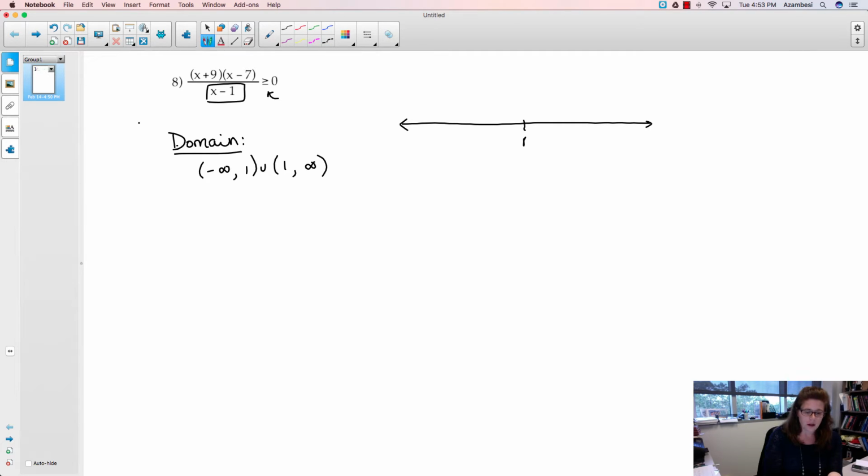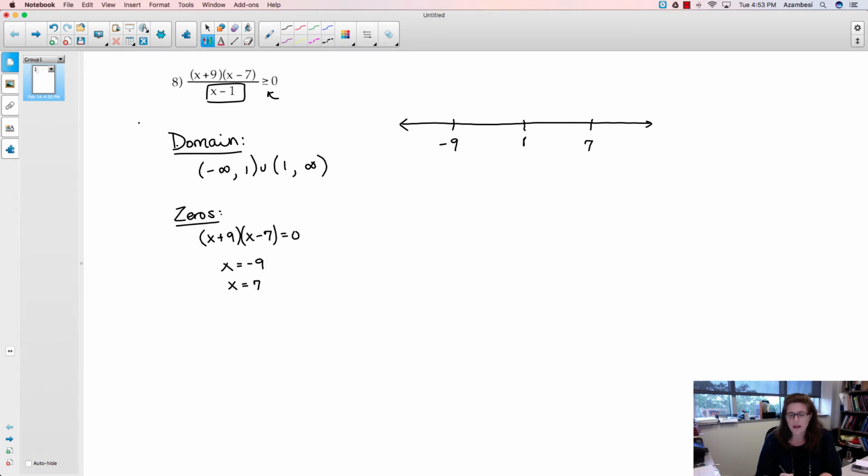Looking at the other part, places that are zeros or intercepts, those come from the top of the function. So x plus 9 times x minus 7 equal to 0 gives me x equal to negative 9 and x equal to positive 7. Those are the other two values I'm going to put on my number line. So I have negative 9 here and positive 7.